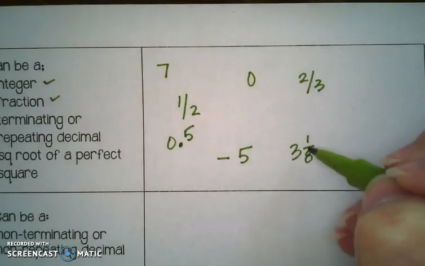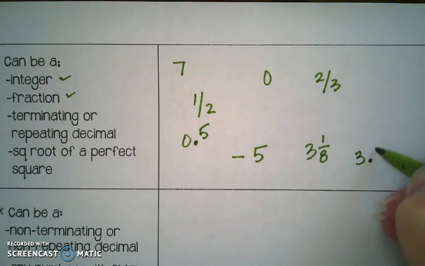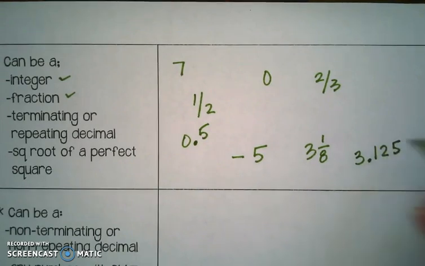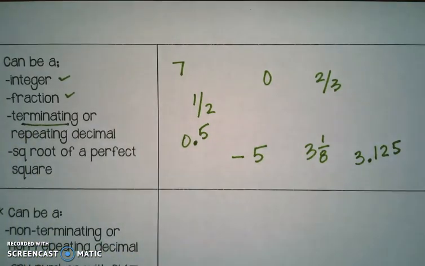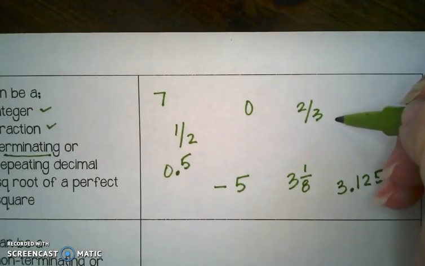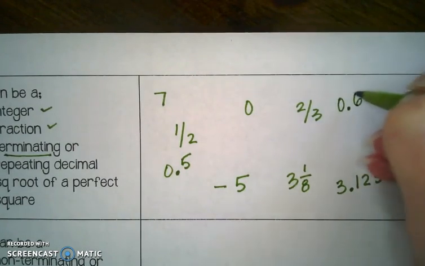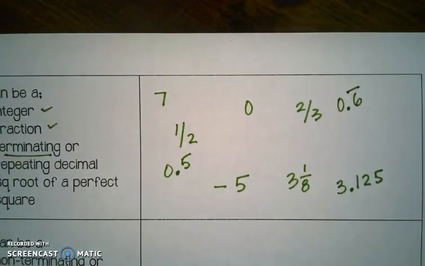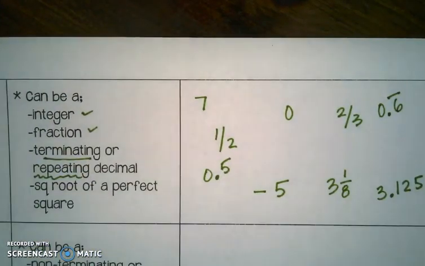All right, this one, I wouldn't expect you to know this, but this is 3.125. So again, that one's allowed. Those are terminating decimals because they end. But let's look at 2/3. I think you should know that 2/3 is a repeating decimal. So repeating decimals are rational.